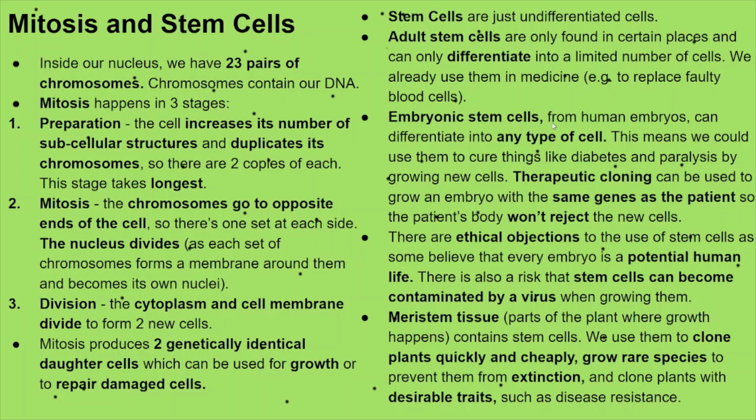Embryonic stem cells get scientists excited because they can differentiate into any type of cell, which means we can in theory use them to cure things like diabetes and paralysis by growing new cells. We grow them through therapeutic cloning, which allows us to grow an embryo with the same genes as the patient, so that the patient's body won't reject the new cells, like in heart transplants, for example.